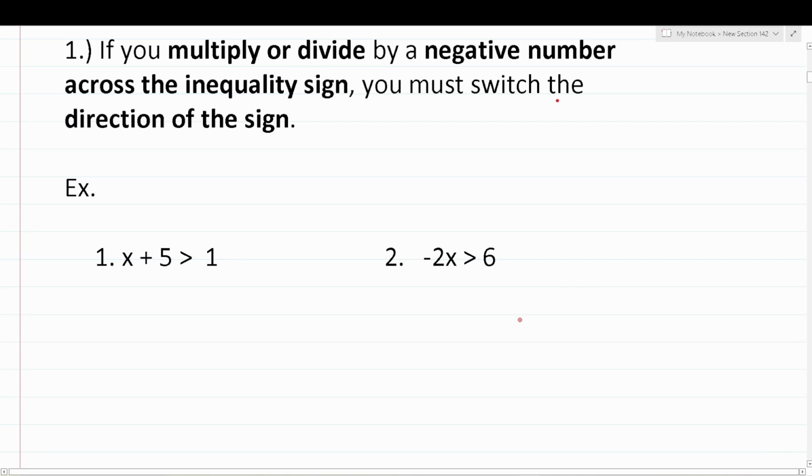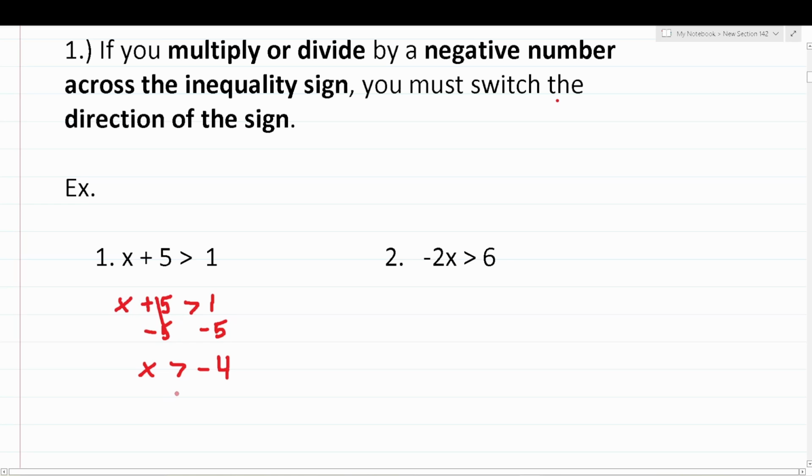So this first example says x plus 5 is greater than 1. Let's go ahead and solve this one. We have x plus 5 being greater than 1. In this case, we want to get x by itself, so the only thing we have to do is subtract 5 from both sides. This crosses out, leaving you with x greater than 1 minus 5, which is negative 4.